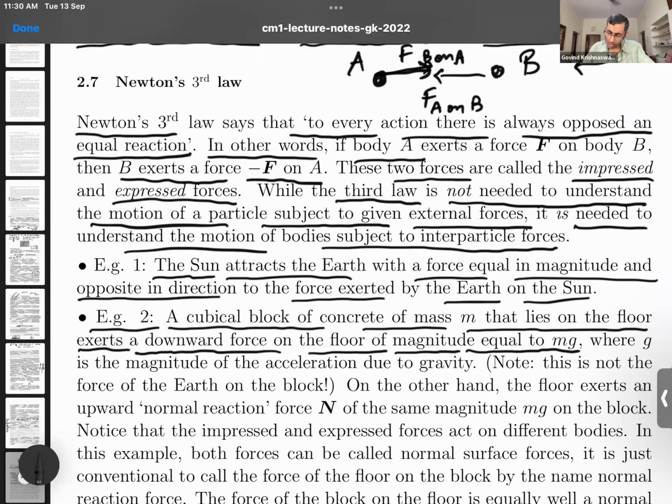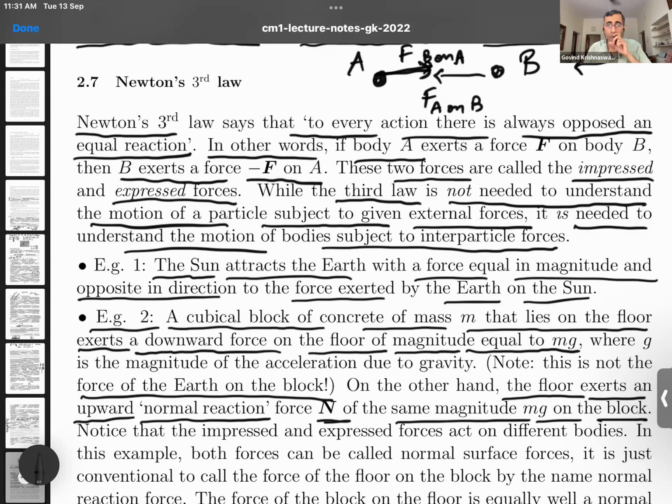Just as a warning, the force I'm talking about, the force that the concrete block exerts on my hand if I'm trying to hold it, is not the force of the earth on the block. It may have some deeper origins due to the earth's force, but at this stage it is simply the force exerted by the cubical block on my hand or on the ground. On the other hand, the floor, by Newton's third law, must exert an equal and opposite reaction force, called a normal reaction, N, of the same magnitude, mg, on the block. This is what Newton's third law is saying.